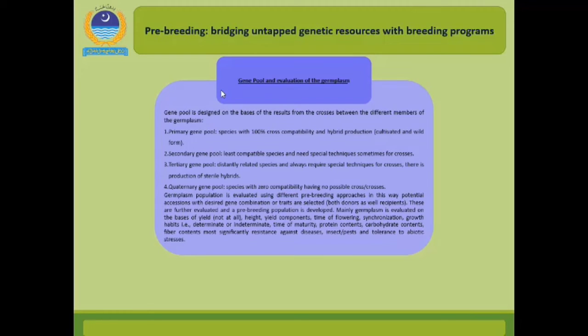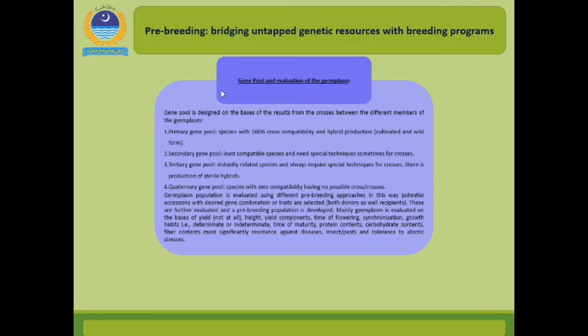And then in the next step, the gene pool is developed depending upon the cross compatibility between the species or the germplasm we have collected. The primary gene pool will include species which are 100% cross compatible, and the secondary gene pool sometimes requires some technique for crosses. The tertiary gene pool always requires special techniques to cross, while the quaternary gene pool will always contain all those species or accessions which have 0% affinity to cross with each other.